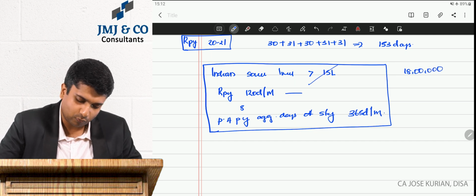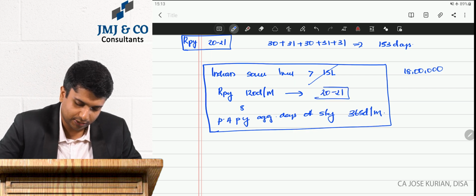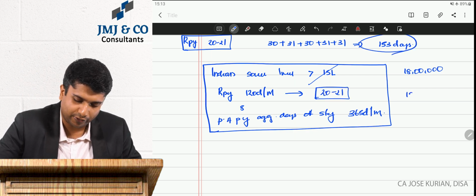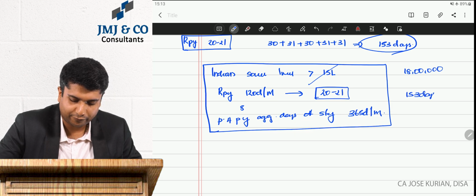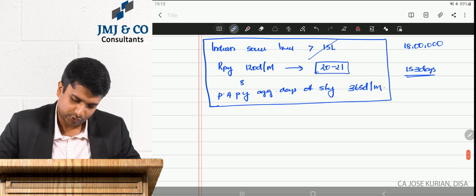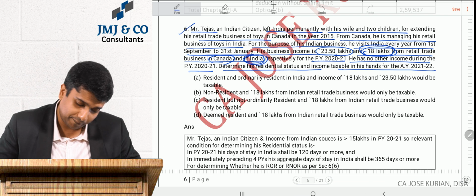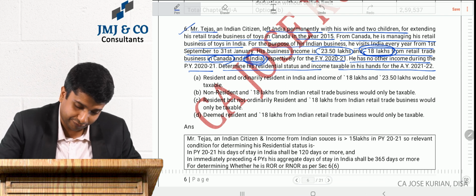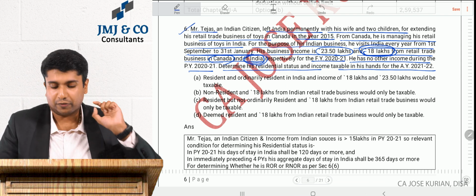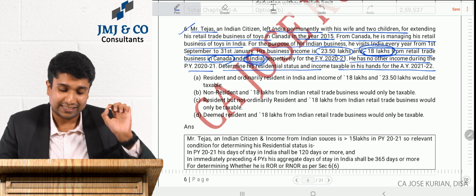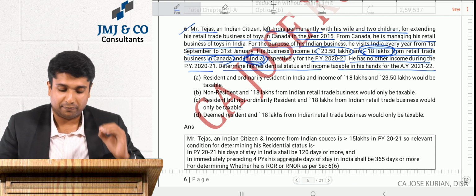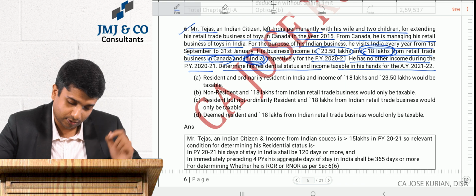So we have to check what is the number of days of stay in the relevant previous year, that is 2021. So in 2021, he is in India for 153 days. He is in India for 153 days. So the question also says one thing. He left India in 2015. Then after that, every year he visits India from 1st September to 31st January. That's what they are saying. Alright.